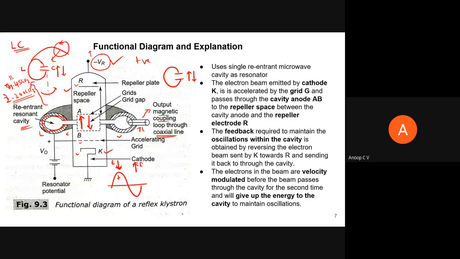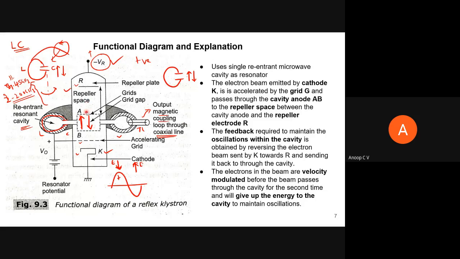So now we have to study how this works. The working principle is very simple. Again, I'll take the laser pointer. I'll tell you the working principle. This cathode will produce an electron beam. That electron beam will be accelerated by this accelerating grid, and it will be moving towards the repeller.